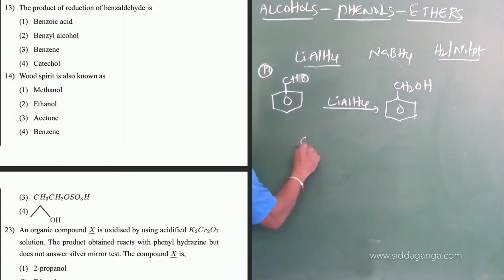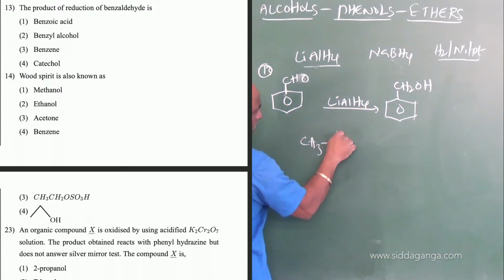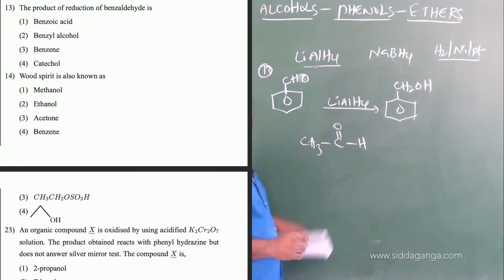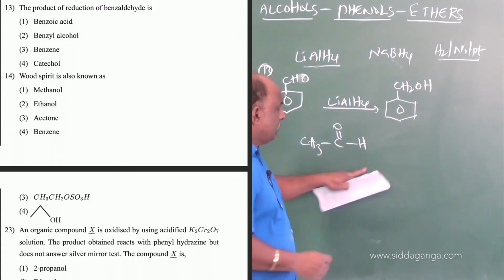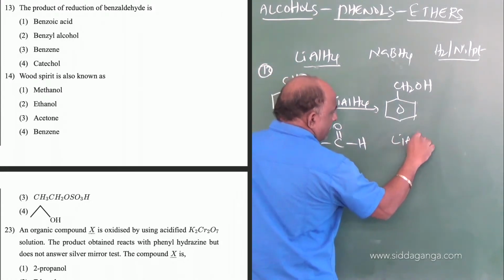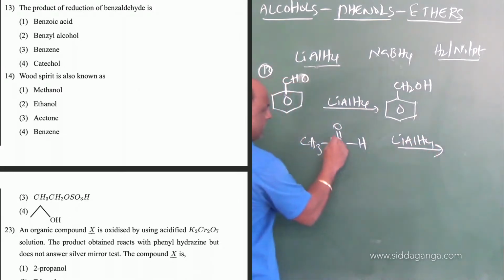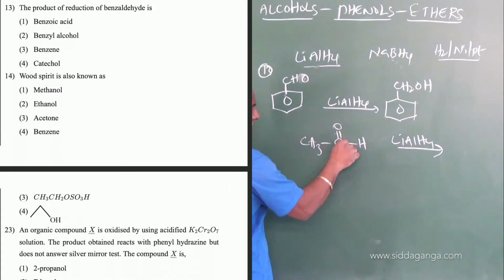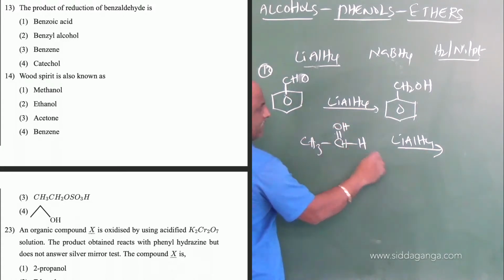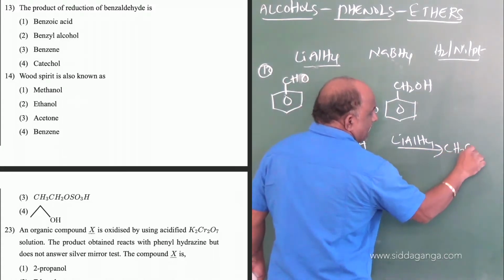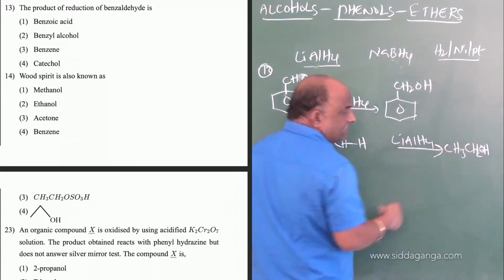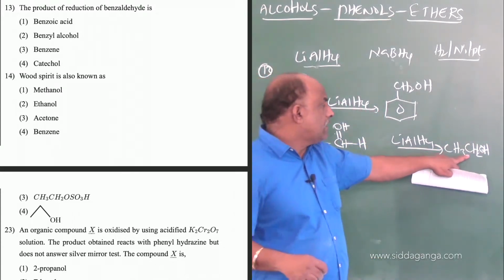See this equation: suppose CH3 single bond CHO was there. With addition of lithium aluminum hydride, simply add one H to this side. Then the answer is CH3 single bond CH2 single bond OH. It is called a primary alcohol.